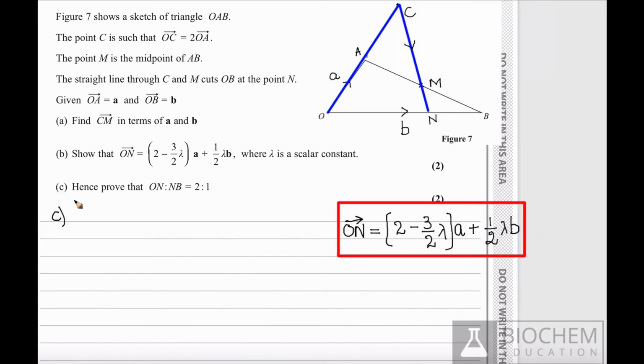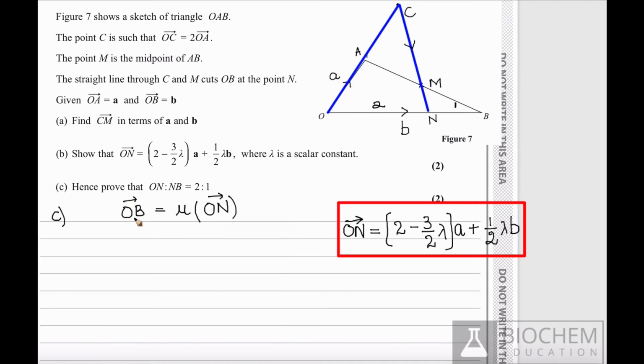Question 10, part C. Hence, prove that the ratio of the length ON and the length of NB is 2:1. So this length is 2 times that length, NB. So starting this answer, we can say that OB vector equals, let's say, mu times, which is another constant I'm defining. It's mu, it's a number. It could be 1, 2, 3, whatever. It's mu times ON vector.